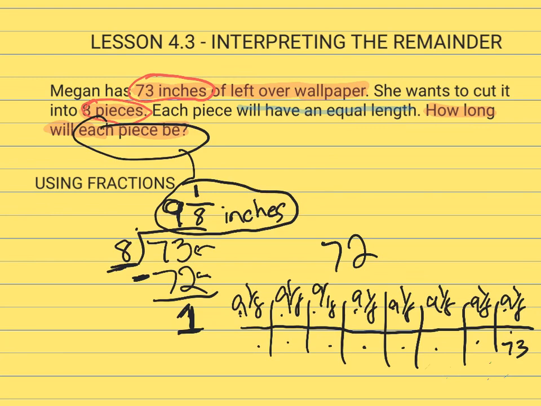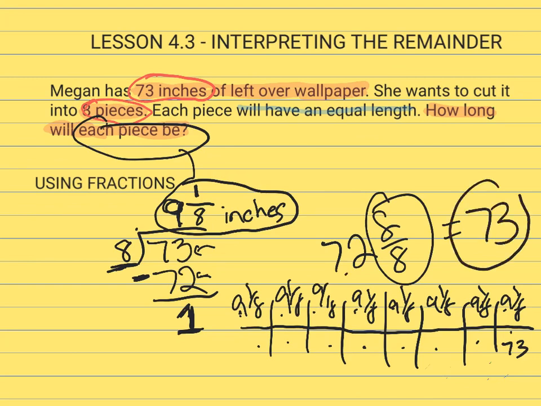Now a lot of us, we learned in class, in our warm-ups, when I'm adding fractions, I just add the numerator, right? So I have 1/8, 2/8, 3/8, 4/8, 5/8, 6/8, 7/8, 8/8. We have 72 and 8/8, which 8/8 is equal to 1, which means I have 72 plus 1 gives me 73. Pretty cool, huh? So that's using fractions to interpret the remainder.